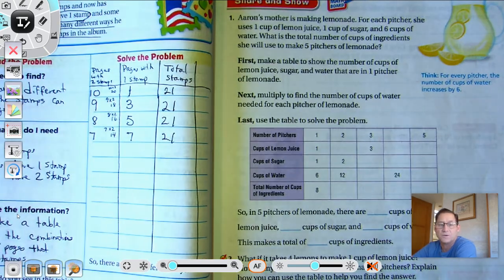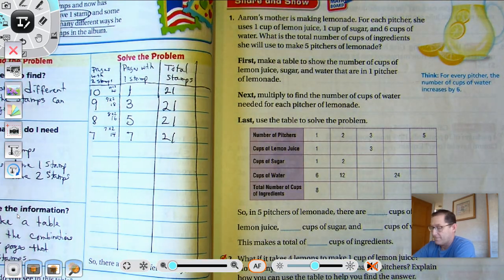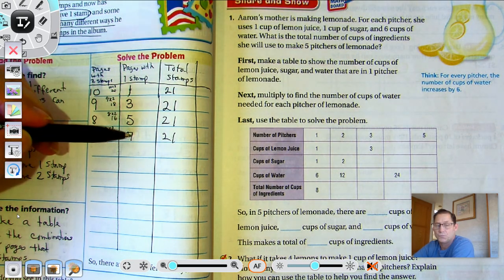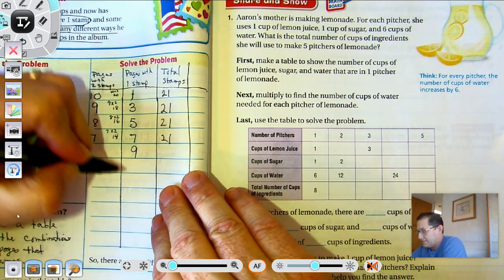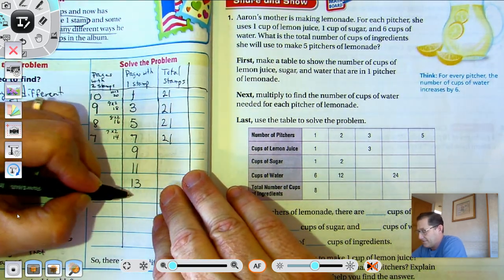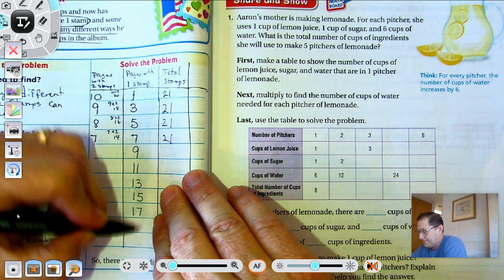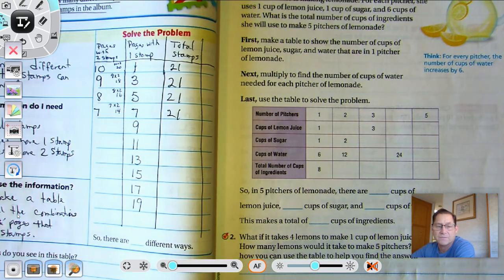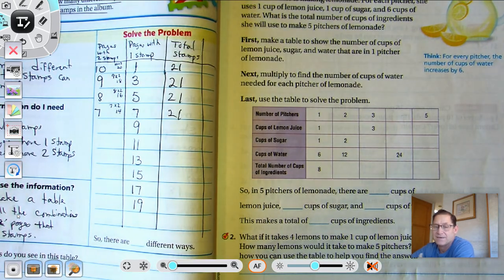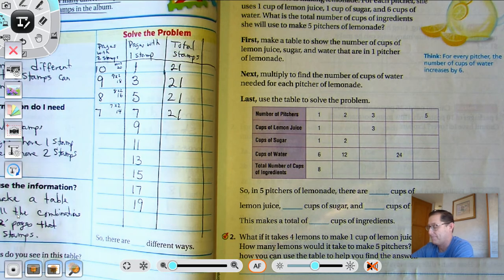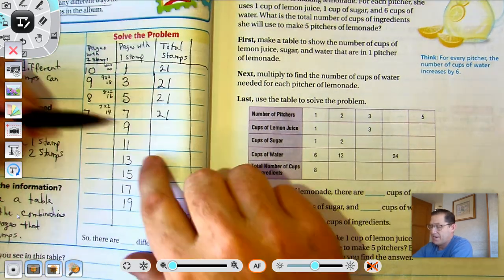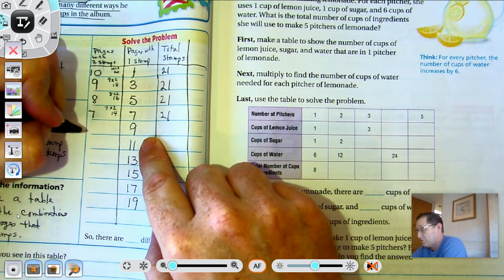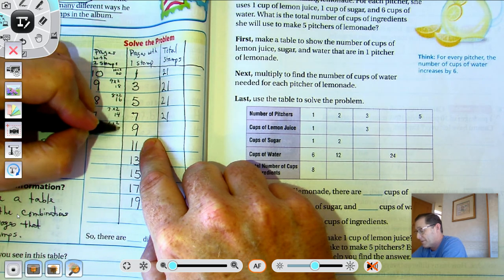Okay, so we're starting to notice a pattern, right? These are decreasing by 1. These are increasing by 2. So let's just try this: 9, 11, 13, 15, 17, 19. And we can't have 21 because some of the pages have to have 2 stamps. Okay. So if I have 9 pages with 1, that leaves me 12 stamps. Well, 6 times 2 is 12. So that's good.